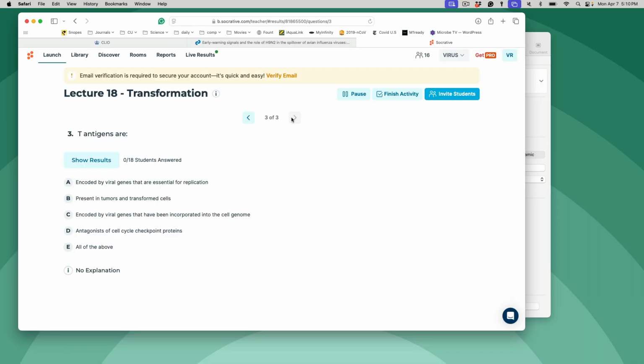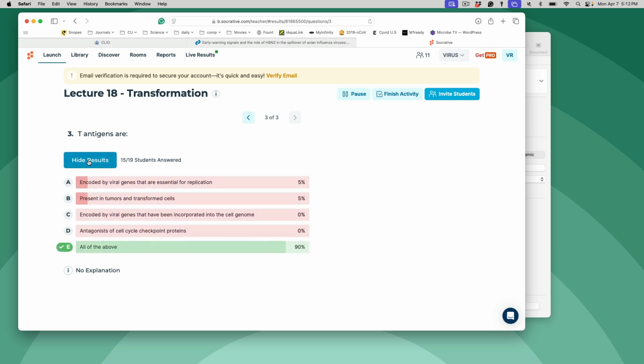Our next question. T antigens are encoded by viral genes that are essential for replication, present in tumors and transformed cells, encoded by viral genes that have been incorporated into the cell genome, are antagonists of cell cycle checkpoint proteins, all of the above. Okay, let's see how we did. All of the above is right. Most of you got that. They're essential for replication. They are present in tumors and transformed cells. They're encoded by viral genes that have been incorporated into the cell genome, antagonists of cell cycle checkpoint proteins.